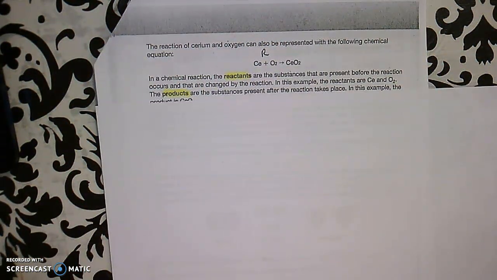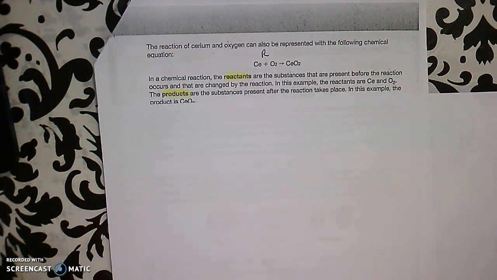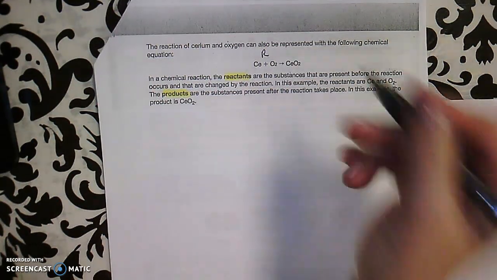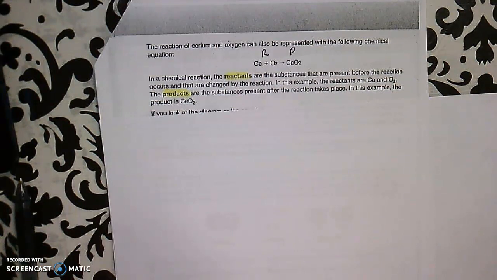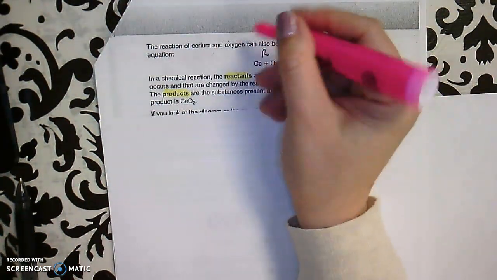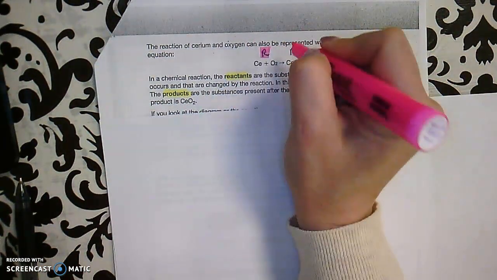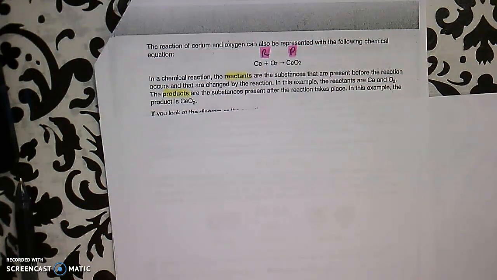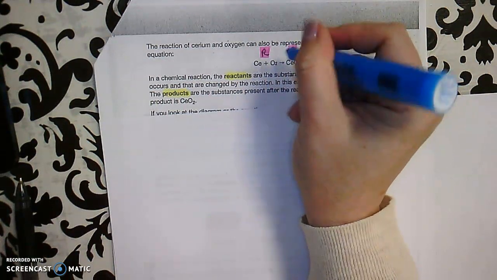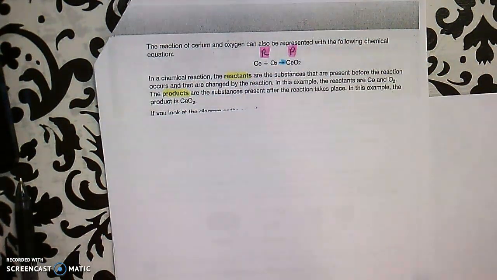The products are the substances present after the reaction takes place. In this example, the product is CeO2. So this is the product on that side. So the reactant is what goes in the equation, and the product is what you make. And remember, this arrow shows that a chemical reaction occurred.